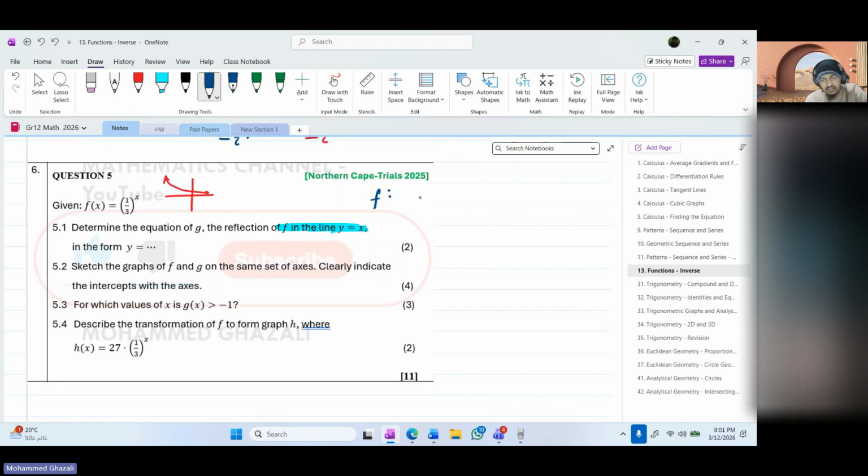So f is a function, y equals 1/3 to the power x. g is the inverse function. So x equals 1/3 to the power y. So y is equal to log x base 1/3. So that's your answer. Log x base 1/3.